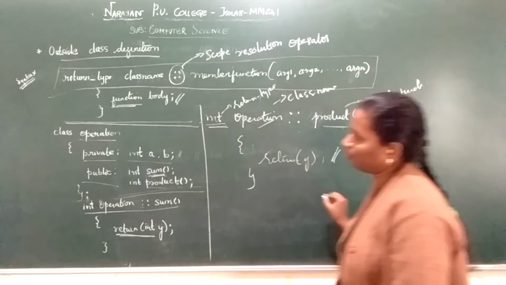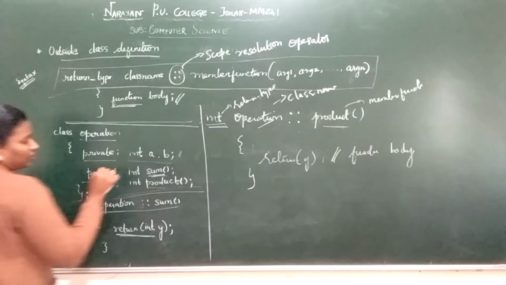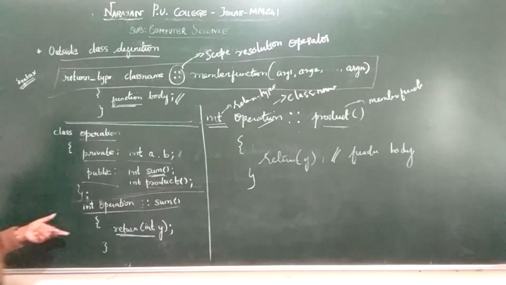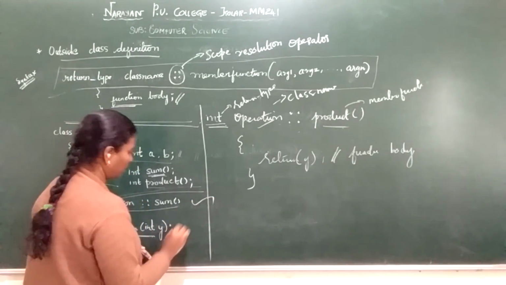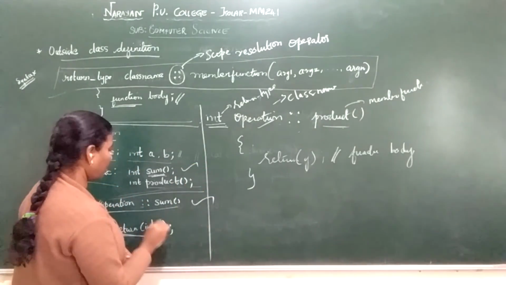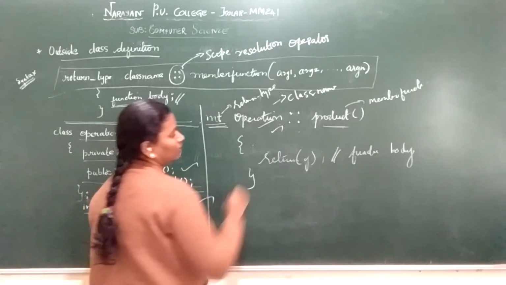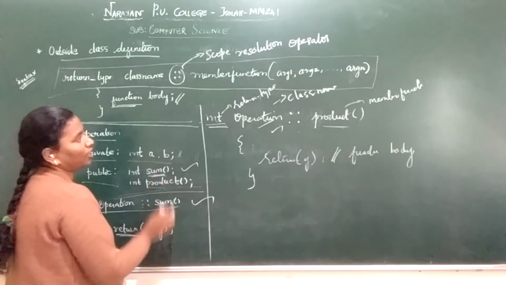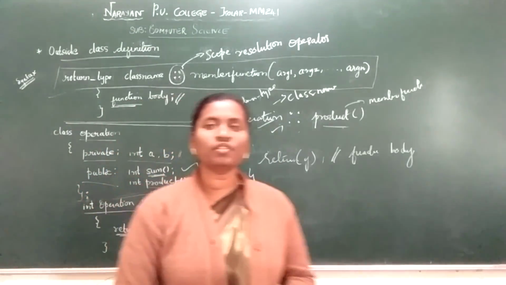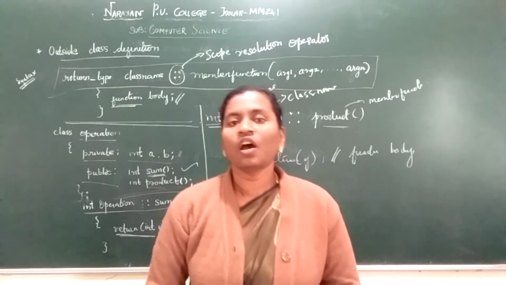While looking at the program itself, you can tell whether it is inside the class or outside the class. Here sum and product, the definitions I have given outside the class. So these are the two main things. They will ask for 5 marks how to define the member function inside the class and outside the class.